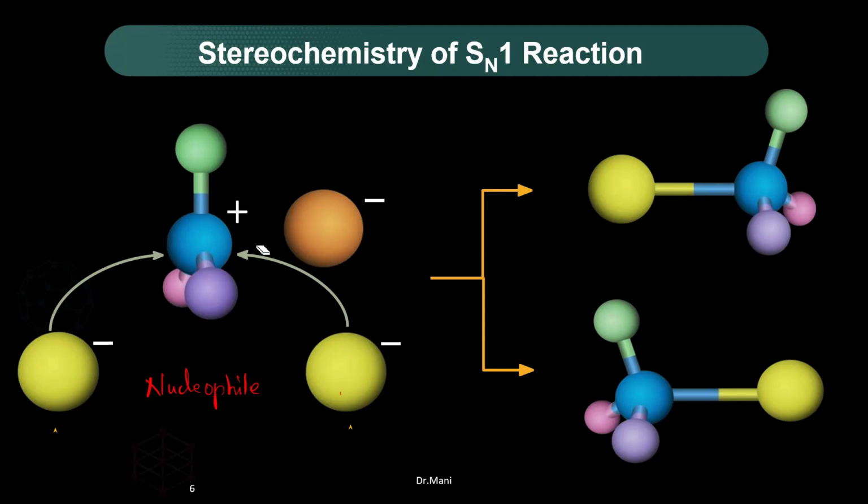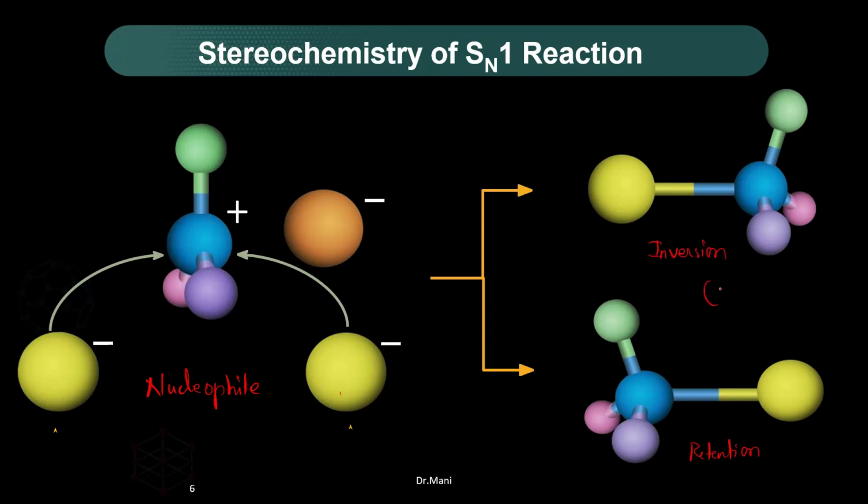It could attack from the top or from the bottom, from the left or from the right. And from the direction the other nucleophile, or the bromine or whatever halogen you take, is leaving from the right, and here the same nucleophile is attacking from the right. So this one will be retention of the configuration, and this one is inversion of the configuration.